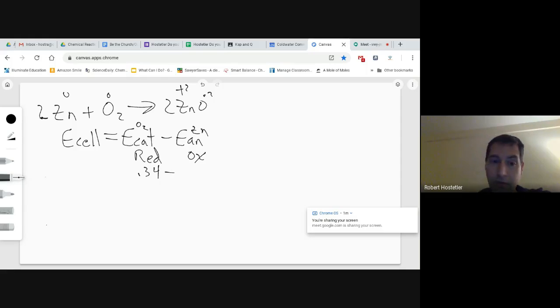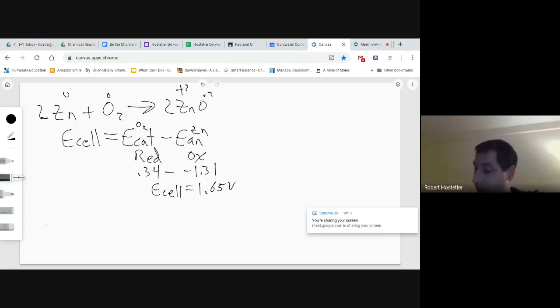The zinc electrode is a -1.31. And so if we do that, then we get an E cell of a positive 1.65 volts. So this is going to be spontaneous. It will create a current, and we can use that as a battery.